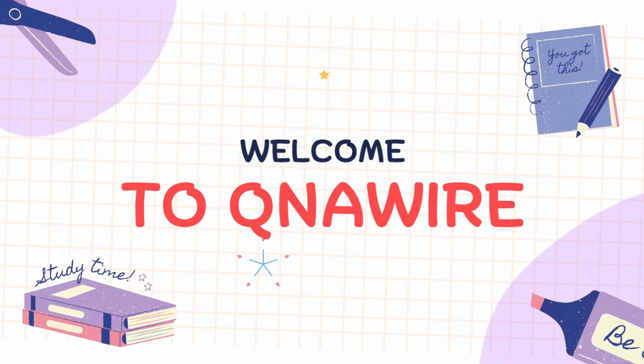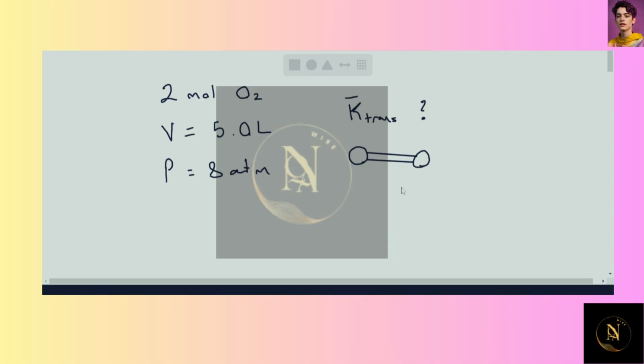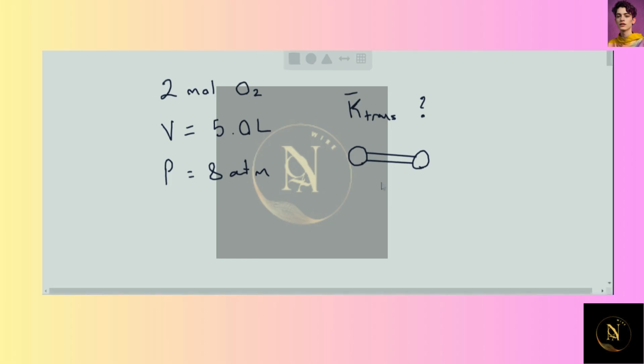Welcome to qnawire. For this problem, we want to determine what the average translational kinetic energy of a molecule of oxygen gas is in this 2-mole sample we have. Now, the first thing we need to remember is that oxygen is indeed a diatomic molecule in its gaseous form.